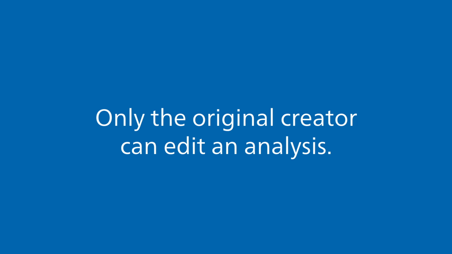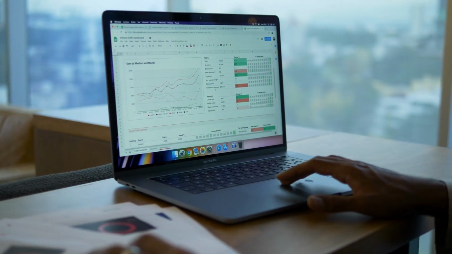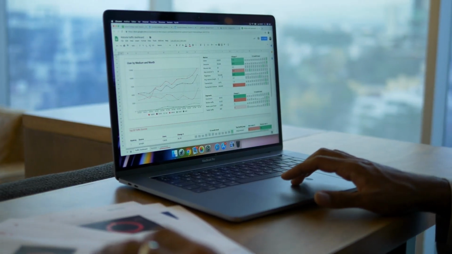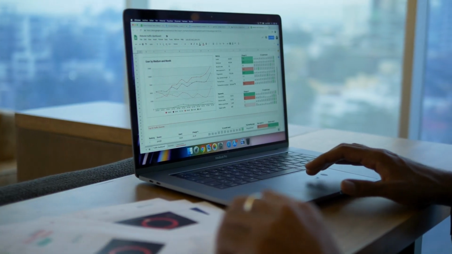Here's the key rule to remember. Only the original creator can edit an analysis. If someone else opens a shared analysis, they can view it, inspect filters, and understand how it was built, but they cannot change anything. However, GA4 does provide a workaround.